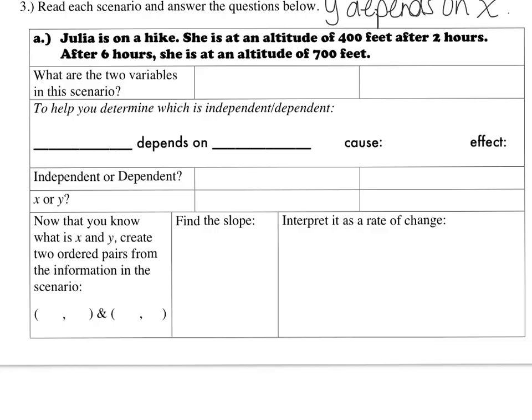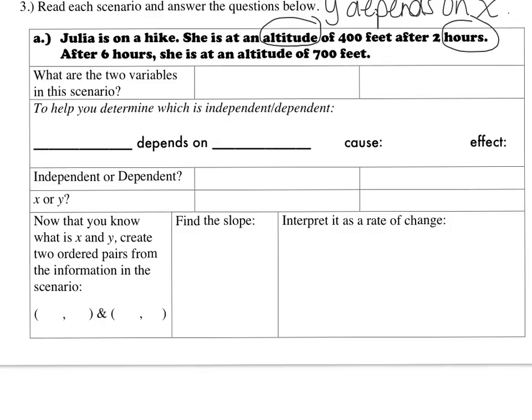Okay, so let's go ahead and read this next question here. And so this is about Julia. Julia is on a hike. She's at an altitude of 400 feet after 2 hours. After 6 hours, she is at an altitude of 700 feet. So we've actually basically been given two ordered pairs here, but we need to first figure out what are the two variables in the scenario, right? So the two variables in the scenario are altitude and hours, right?